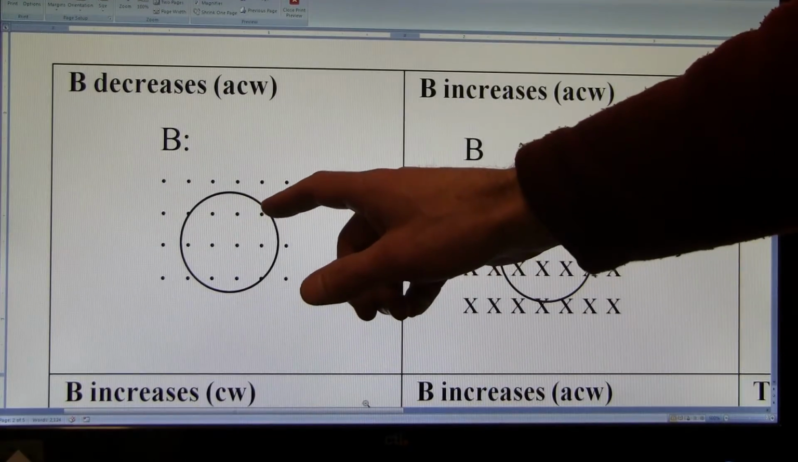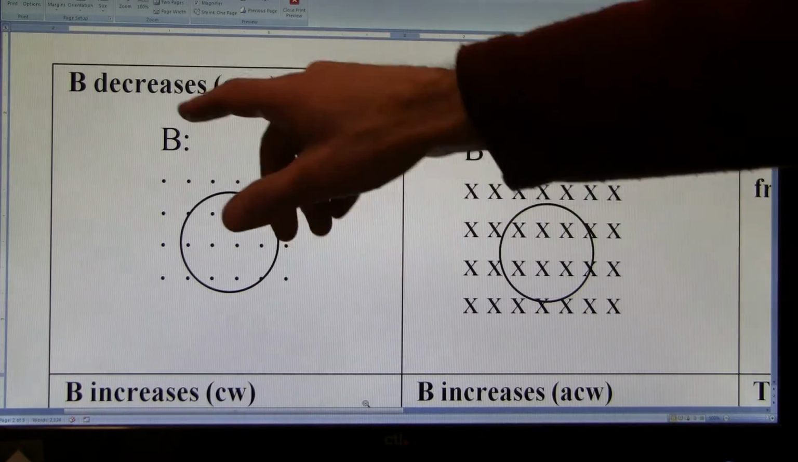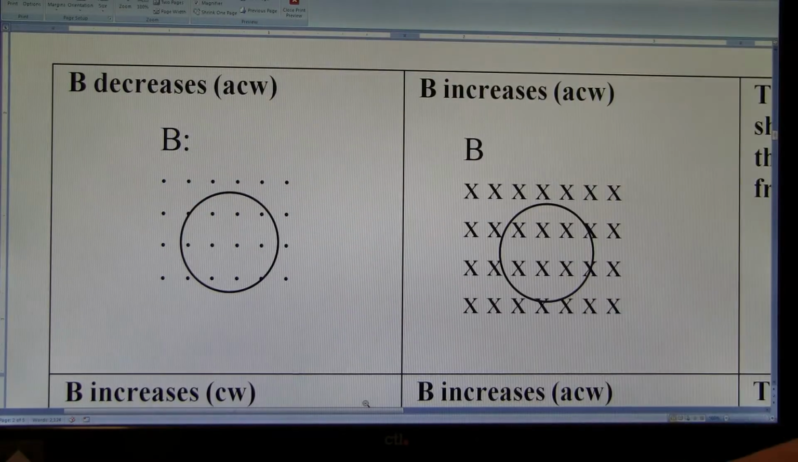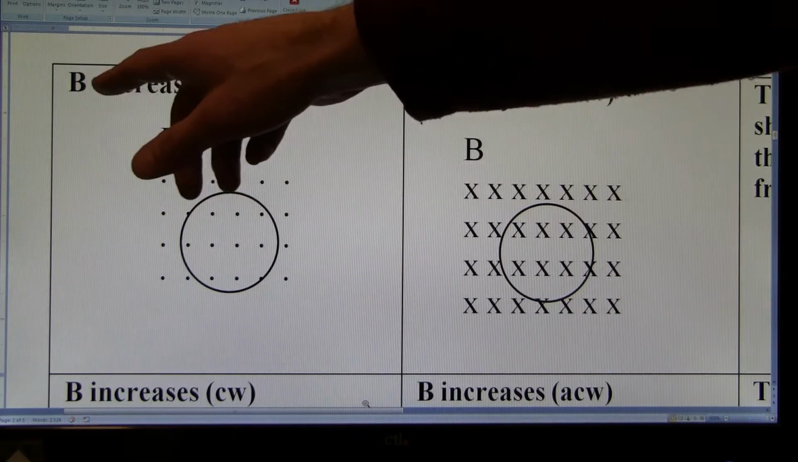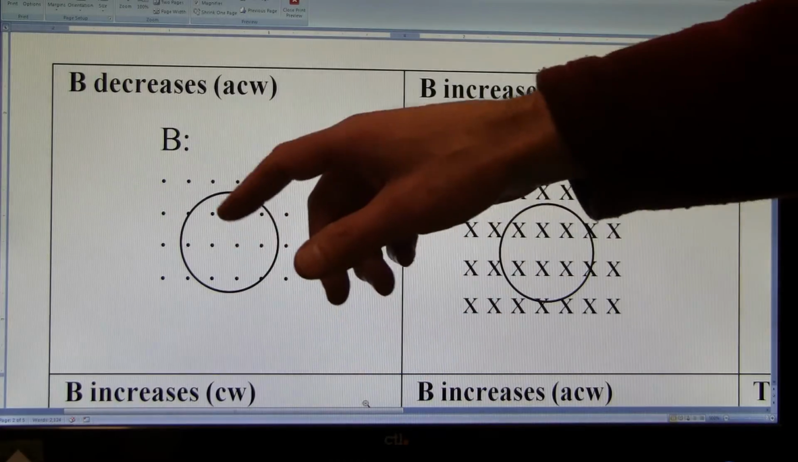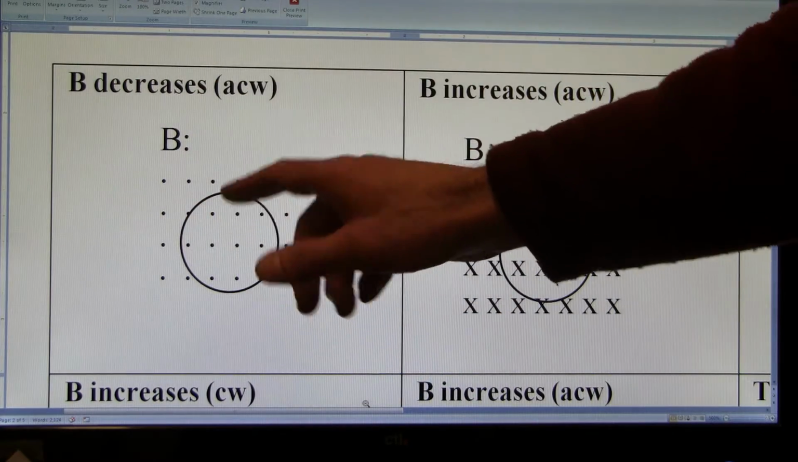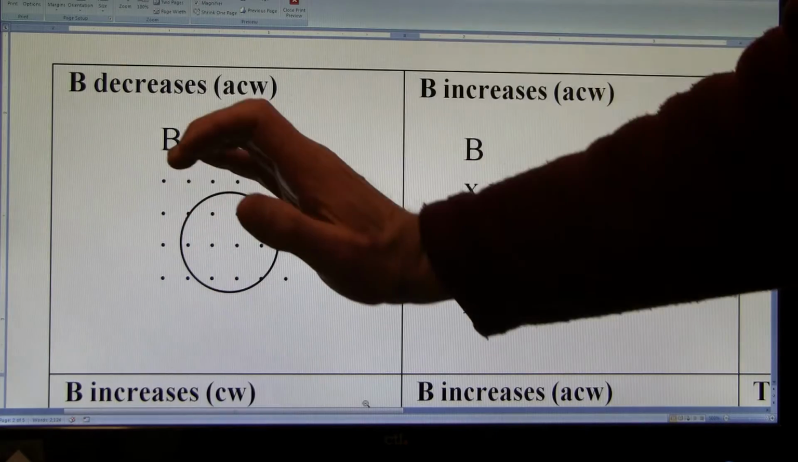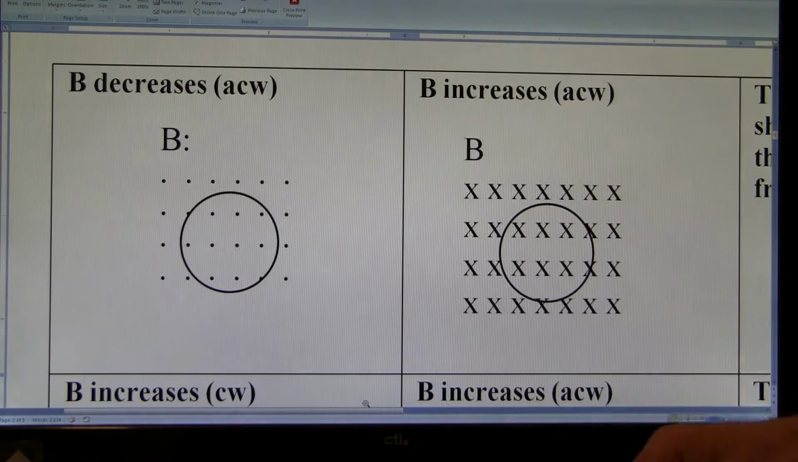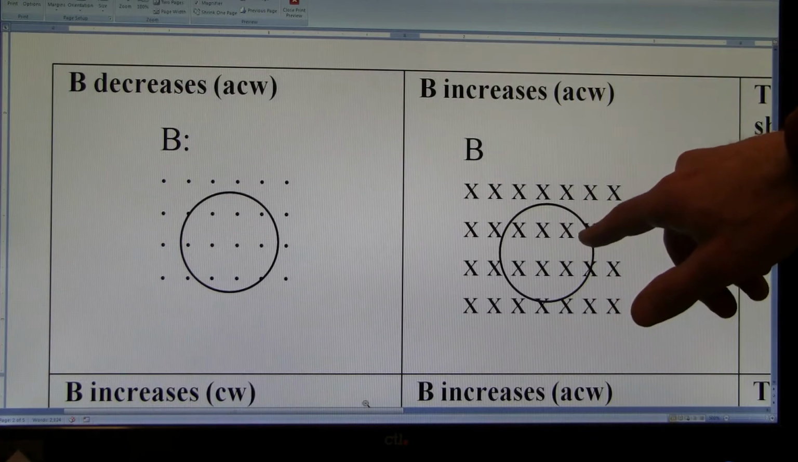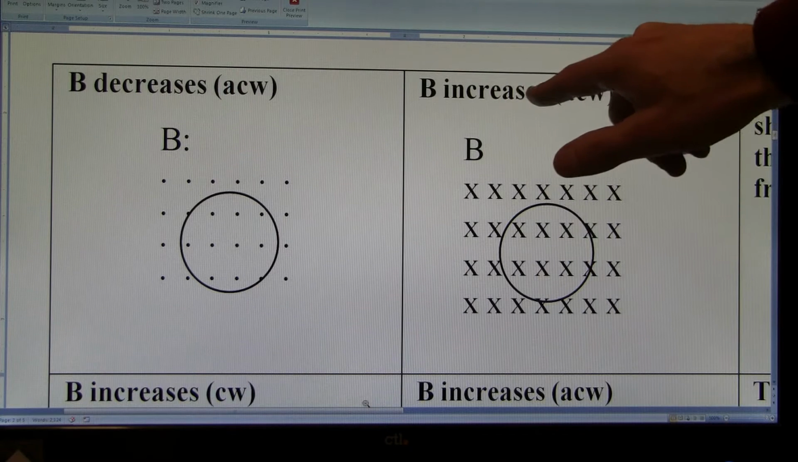Okay, so in these ones, the loop's not moving, but the magnetic field's either increasing or decreasing, right? So in this case, we're losing, and B is decreasing, right? So we are losing flux out of the page, and so we create flux out of the page, right? So that's anti-clockwise.